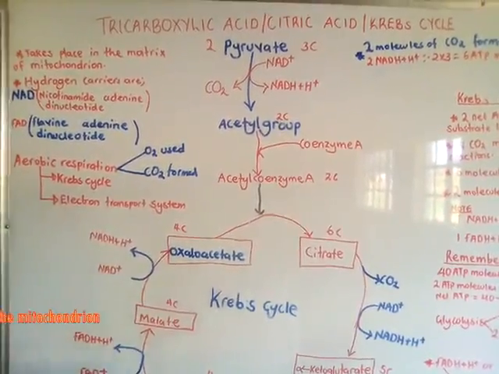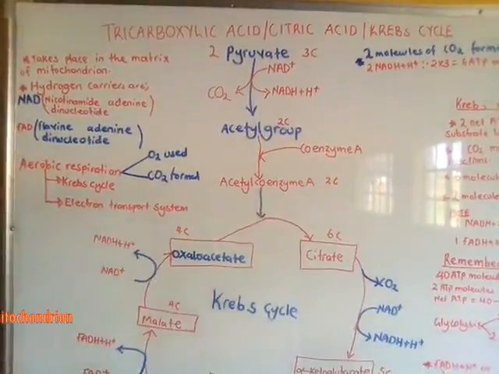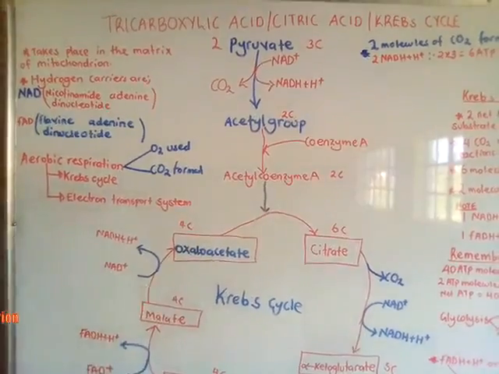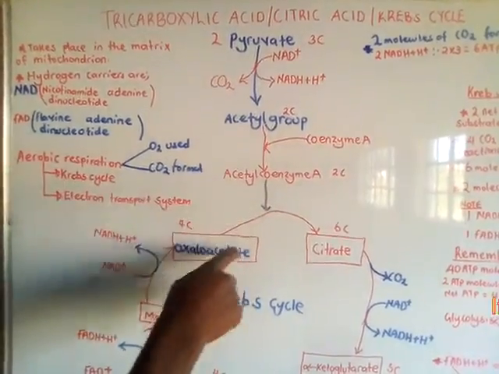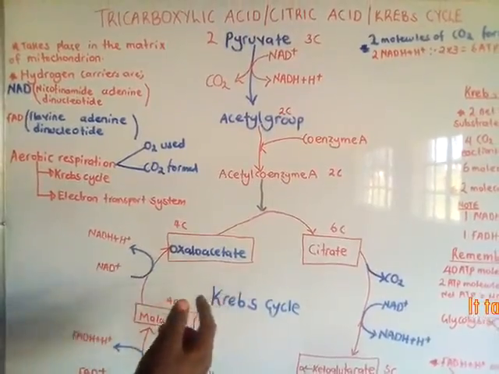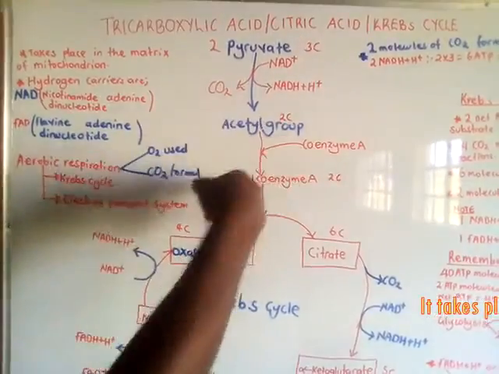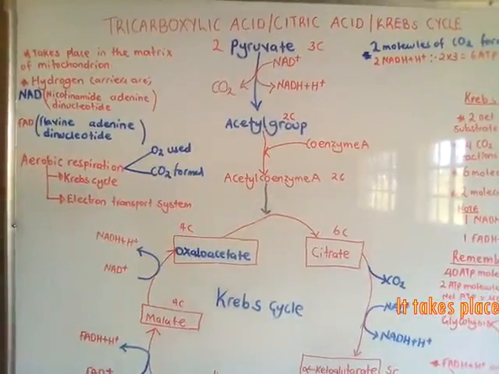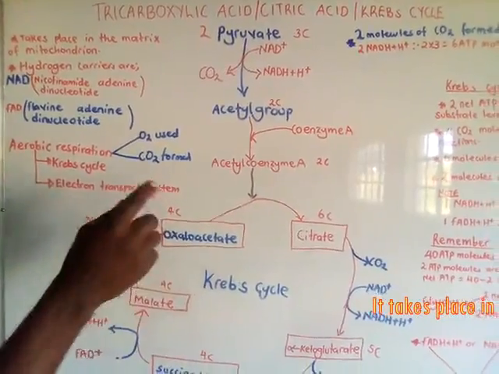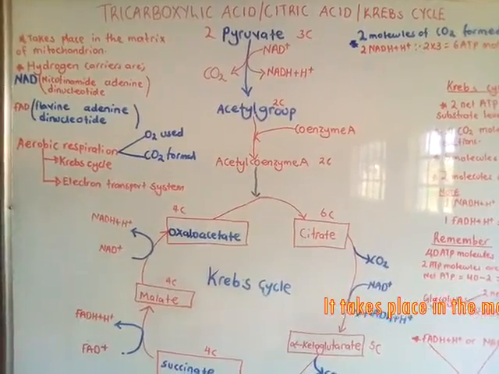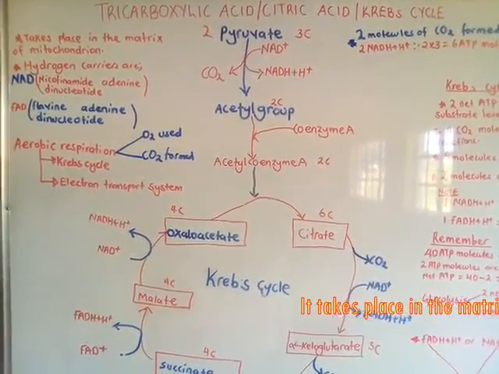But the acetyl group cannot move directly to the matrix of the mitochondrion. We have a carrier we are calling coenzyme A. Coenzyme A is going to combine with the acetyl group to form acetyl coenzyme A, which is going to carry it to the mitochondria, and the mitochondria is going to deposit it in the matrix. Then coenzyme A can go back to pick other molecules of acetyl. So the beginning sugar in the matrix of the mitochondrion, we are going to use oxaloacetate or oxaloacetic acid, which is a 4-carbon sugar.